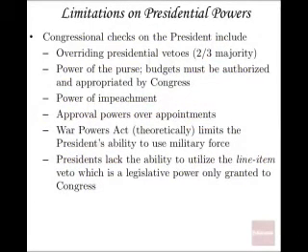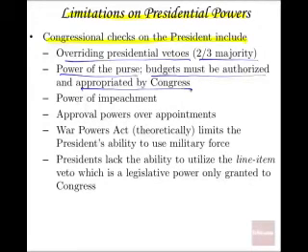Now, there are certainly some limitations on presidential powers. So there are certain things that the president cannot do. And so there are congressional checks on the president, which include the following. Overriding a presidential veto. So the president can veto, but Congress can override the veto with a two-thirds majority. The power of the purse. So budgets must be authorized and appropriated by Congress. So the president can't unilaterally say, okay, we're going to do this and that with the budget. It's the Congress that has the ability to adjust how money is spent.